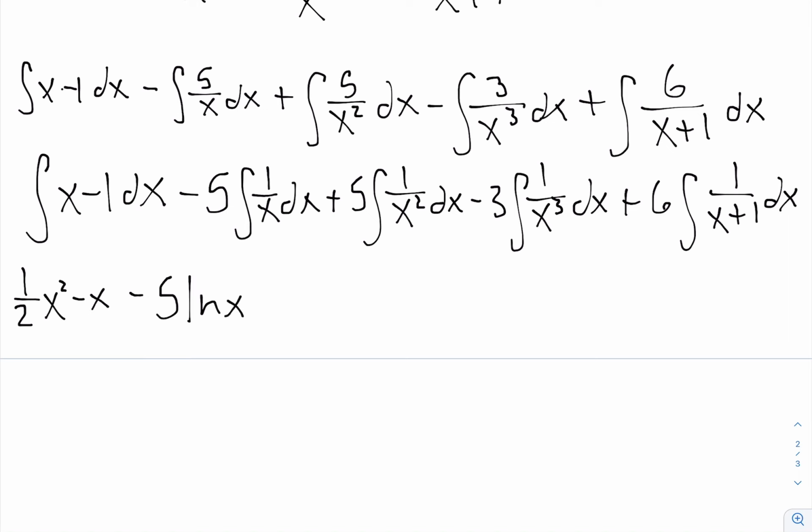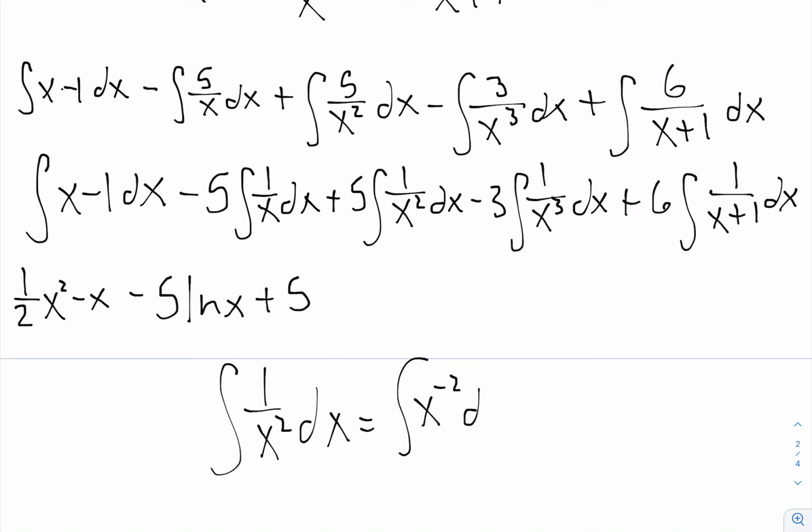Okay, and then we have plus 5 times, well, what's the integral of 1 over x squared? This is the integral of x to the negative 2 dx. That's an equivalent way to write it. To simplify this, we can use the power rule. So remember, we take the power, negative 2, we add 1. So it's going to be x to the negative 1, and then divide by that new power. So it's going to be negative 1 over x. Okay, so it'll be 5 times negative 1 over x, or we can just say minus 5 over x.